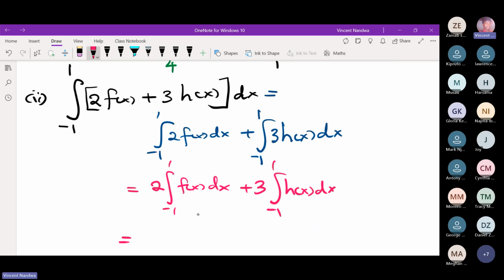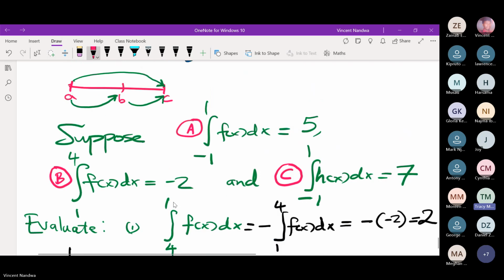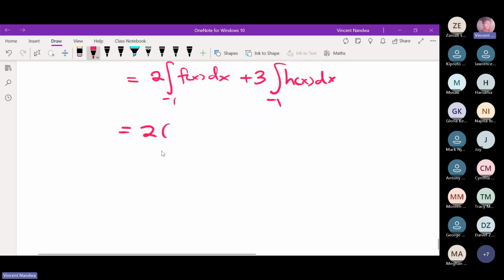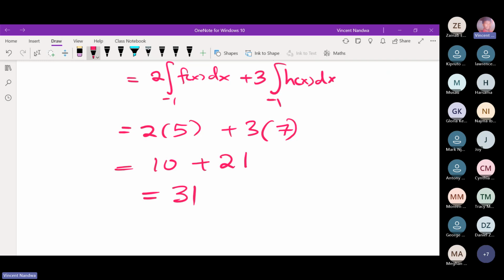Then we know from the question the integral from -1 to 1 of f of x is 5. So we replace this by 5. And then the integral from -1 to 1 of h of x was given by 7. So this will be 10 plus 21, which will give us 31.